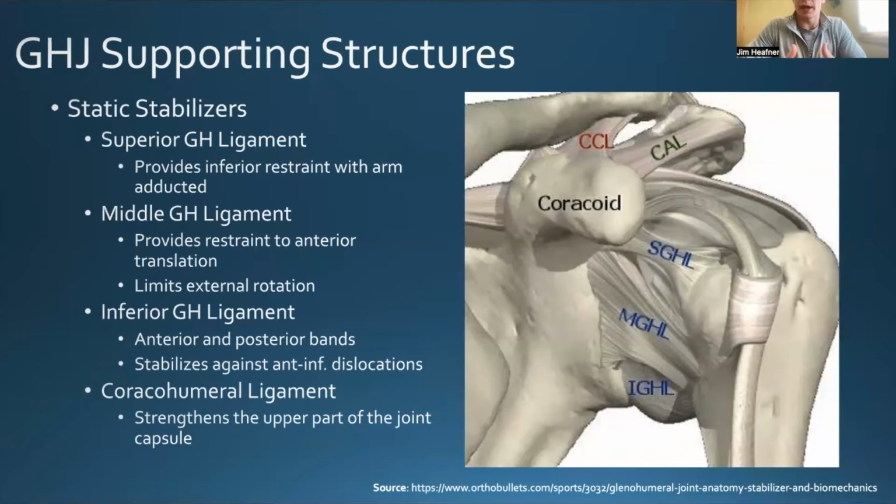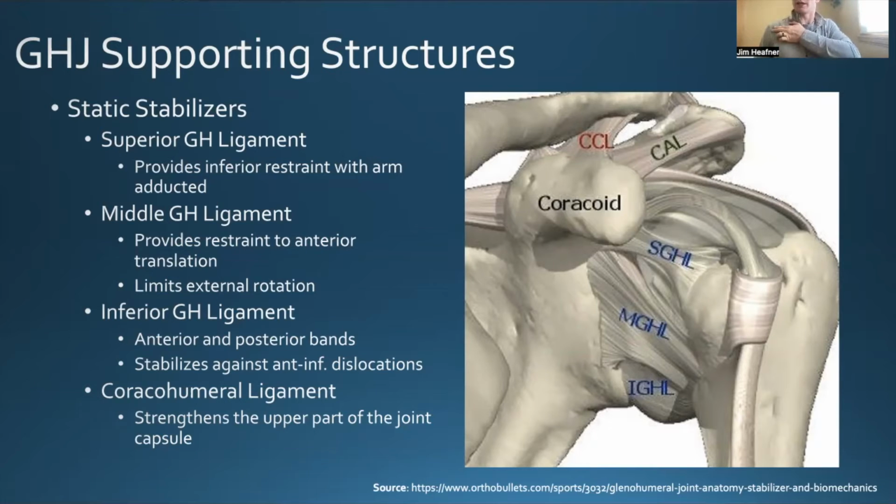Other static or passive stabilizers of the shoulder are going to be our glenohumeral ligaments. That's our superior, middle, and inferior glenohumeral ligaments, as well as our coracohumeral ligament. There's no wording connected to the coracohumeral ligament here, but it's this one that provides some superior support or restraint of the glenohumeral joint. The superior glenohumeral ligament provides some stability and support to the bicep tendon, and it also helps provide inferior restraint when the arm is adducted.